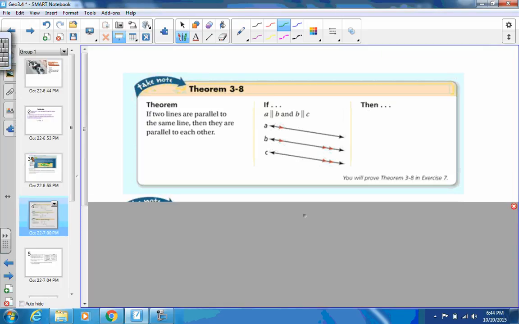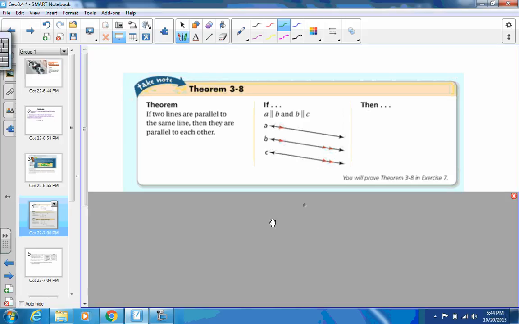We're going to start with theorem 3.8. It does not have a particular name, but it states that if two lines are parallel to the same line, like we just did in that situation, where both lines are parallel to that middle road, then they're parallel to each other. So for instance, if A and B are parallel, and B and C are parallel, then lines A and C are also parallel. It's very similar to the transitive property, only now we're dealing with parallel lines. So that's a good one that we'll be able to use.